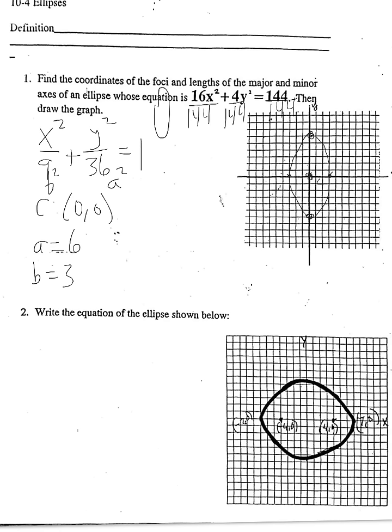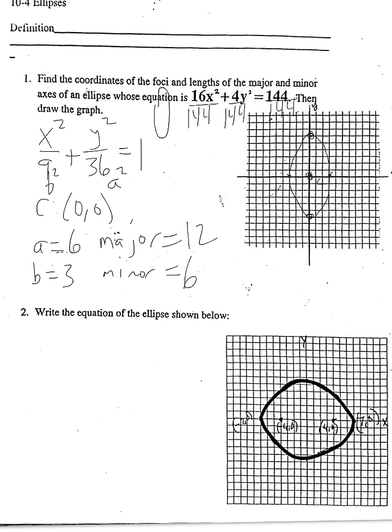And then the other thing we want to find, well, I guess looking at the directions, is find the coordinates of the foci and lengths of the major and minor axes. So we need to answer those questions. So the major axis, if a is 6, the major axis, I just spelled that completely wrong. The major axis is 12, because a is half of the major. The minor axis would be 6.